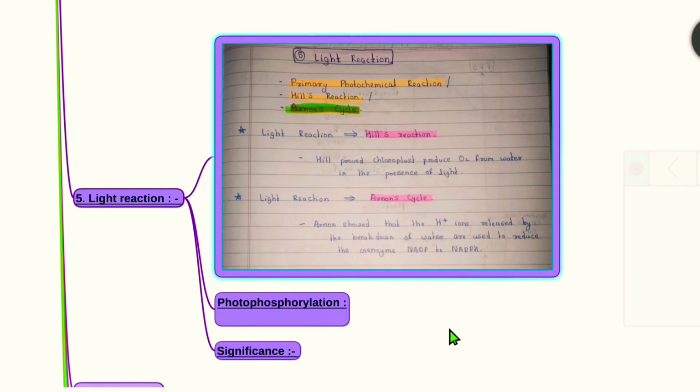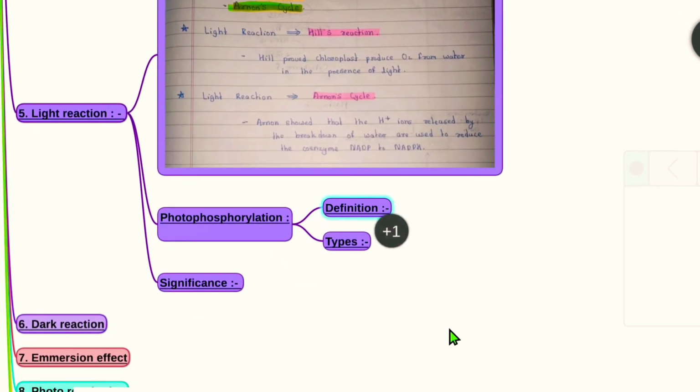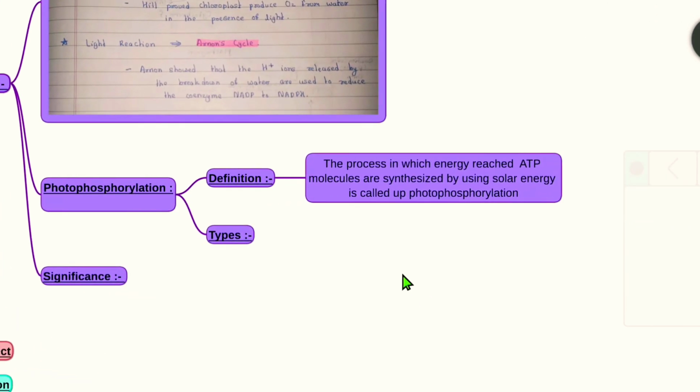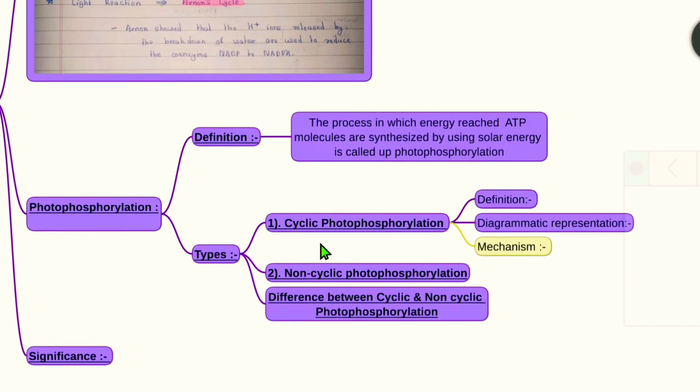You see here photophosphorylation. You see the definition of photophosphorylation: the process in which energy rich ATP molecules are synthesized by using solar energy is called photophosphorylation. The types of photophosphorylation are: the first one is cyclic photophosphorylation and the second one is non-cyclic photophosphorylation. You see the first one is cyclic photophosphorylation.